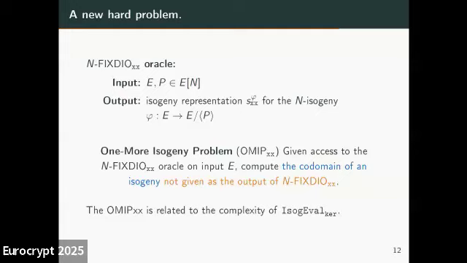Security-wise, I talked about key recovery. This is based on the endomorphism problem, so here I'm relying on a very standard problem for isogeny-based cryptography.